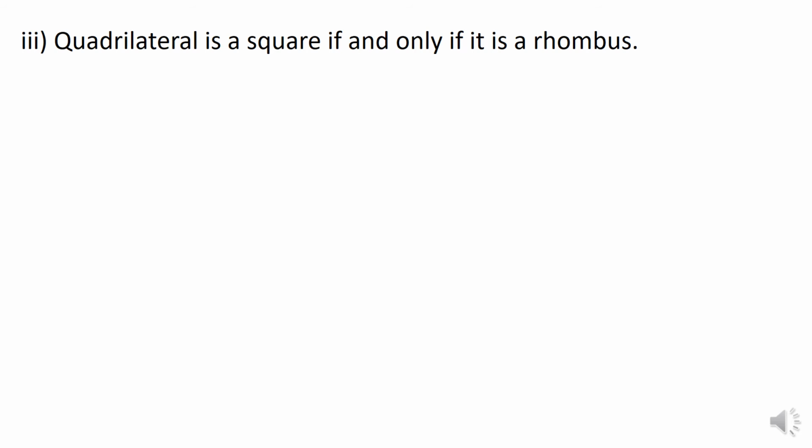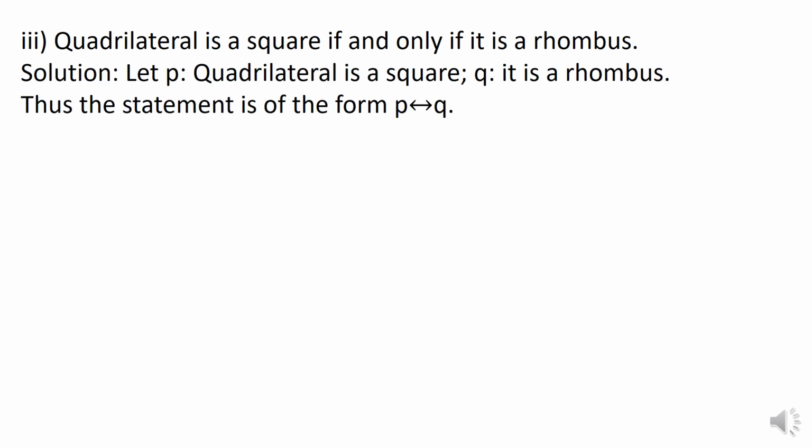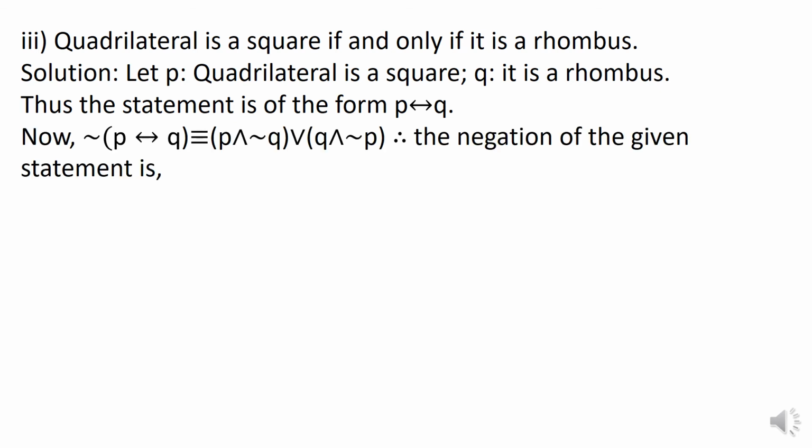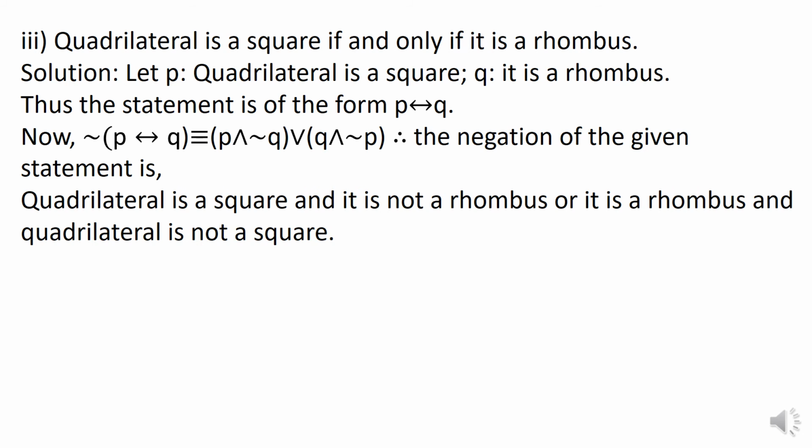The next sum, quadrilateral is a square if and only if it is a rhombus. Let P: quadrilateral is a square and Q: it is a rhombus, as usual. The statement is of the form P if and only if Q. It's a double implication. Thus the negation of it would be P and not Q, or Q and not P. Thus the negation of the given statement: quadrilateral is a square and it is not a rhombus, or it is a rhombus and quadrilateral is not a square.